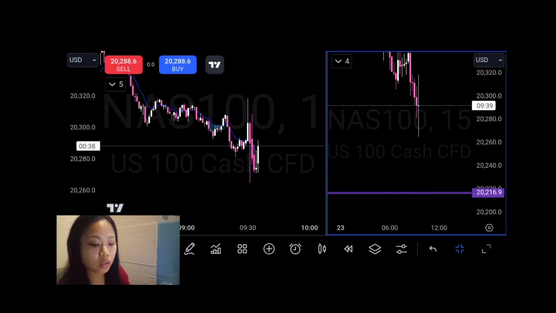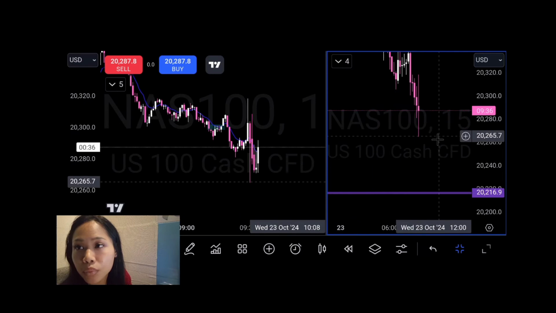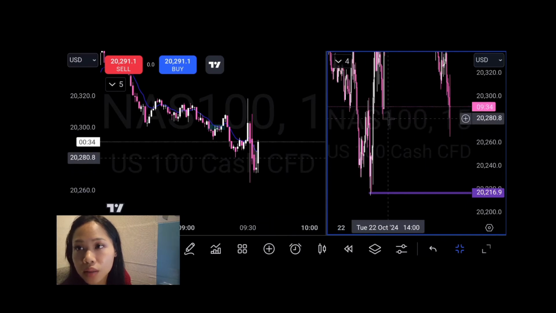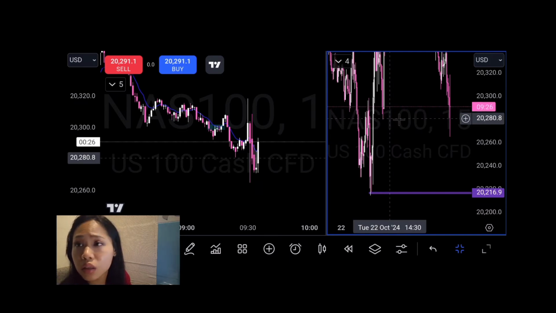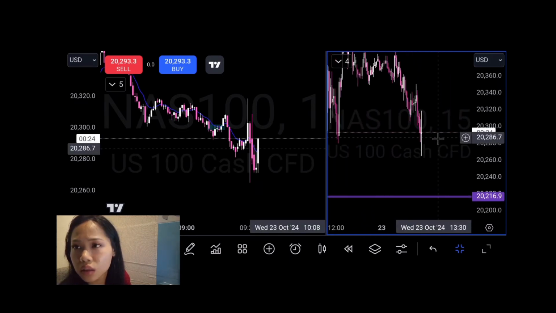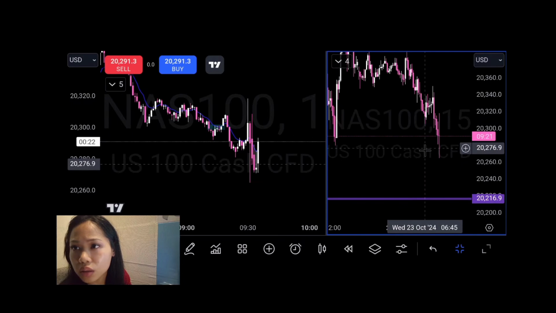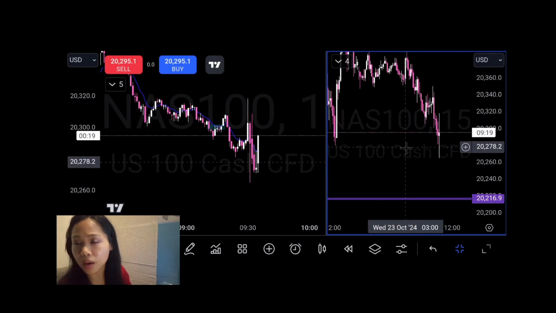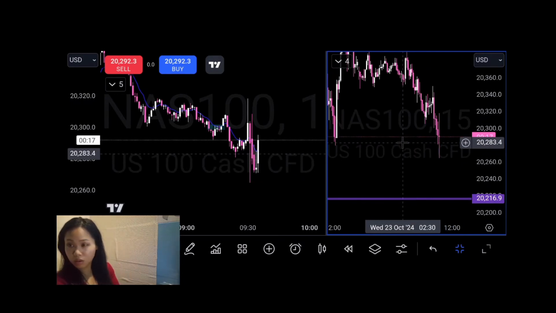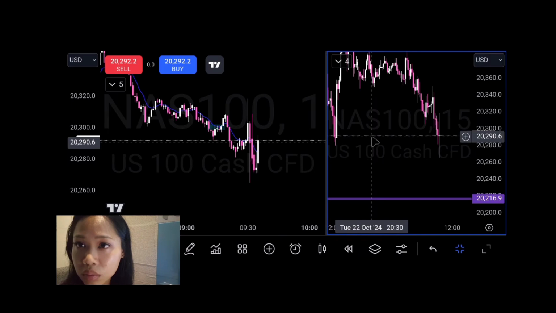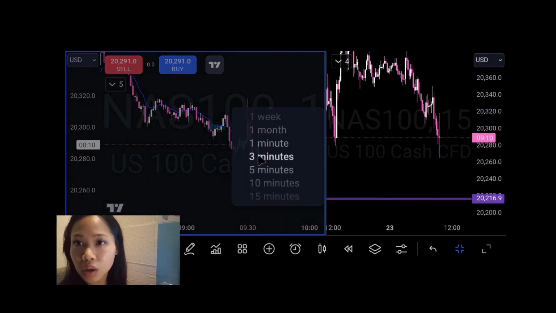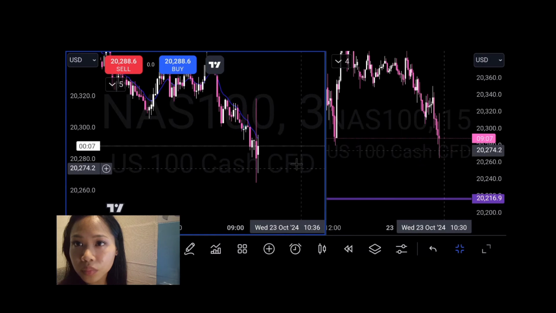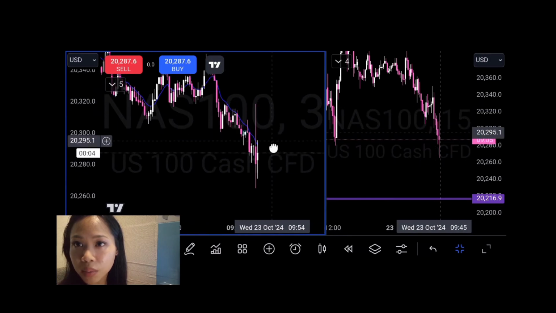It is important to note though that price just took out this low here, which is why we can see either it coming back up or that it will continue down. And let's just look at the 3-minute chart. Price is still respecting this EMA here.